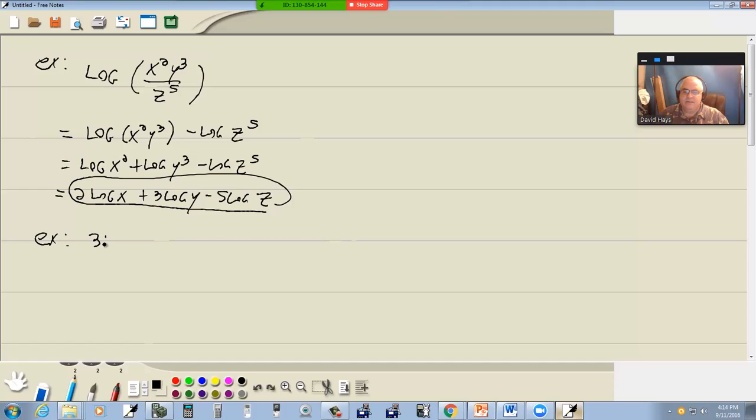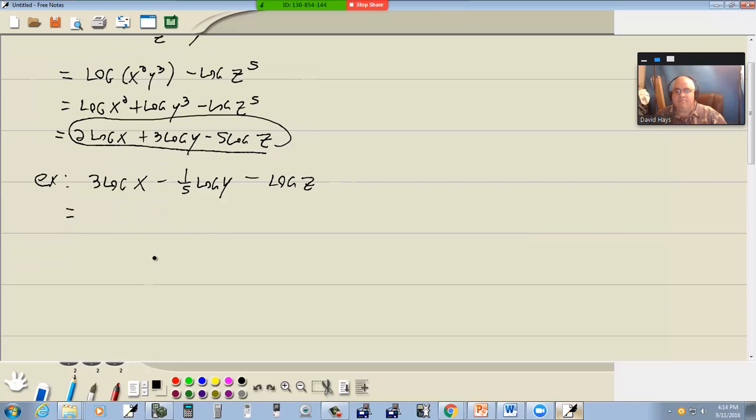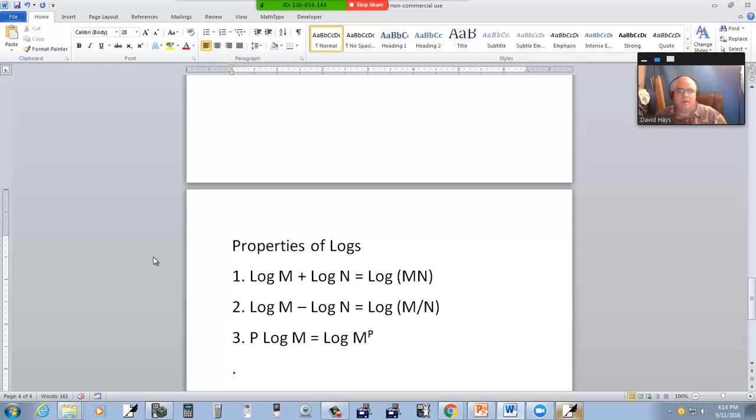Now in some cases, you'll start out with separate logs and you want to merge them into one. So in this example, we have 3 log x minus 1/5 log y minus log z. In order to use properties 1 and 2, you cannot have any numbers in front of your logs. So keep that in mind.